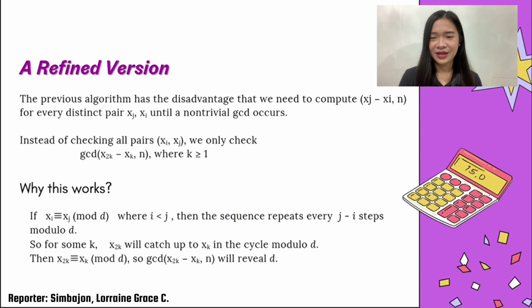Why does this work? If x sub i is congruent to x sub j modulo d, where i is less than j, then the sequence repeats every j minus i steps modulo d. So for some k, x sub 2k will catch up to x sub k in the cycle modulo d. Then x sub 2k is congruent to x sub k modulo d. So the GCD of x sub 2k minus x sub k and n will reveal d. To help you better understand this, the next reporter will show more examples. Miss Michiko, you may now proceed.